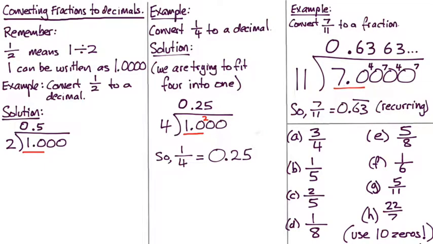Alright, here's a few for you to have a go at, and good luck with those. Question H, 22 over 7, just a tip. Make a lot of zeros. Maybe use 10 zeros in your division, because this one's going to have a bit of a tail on it. Okay. Cheers.